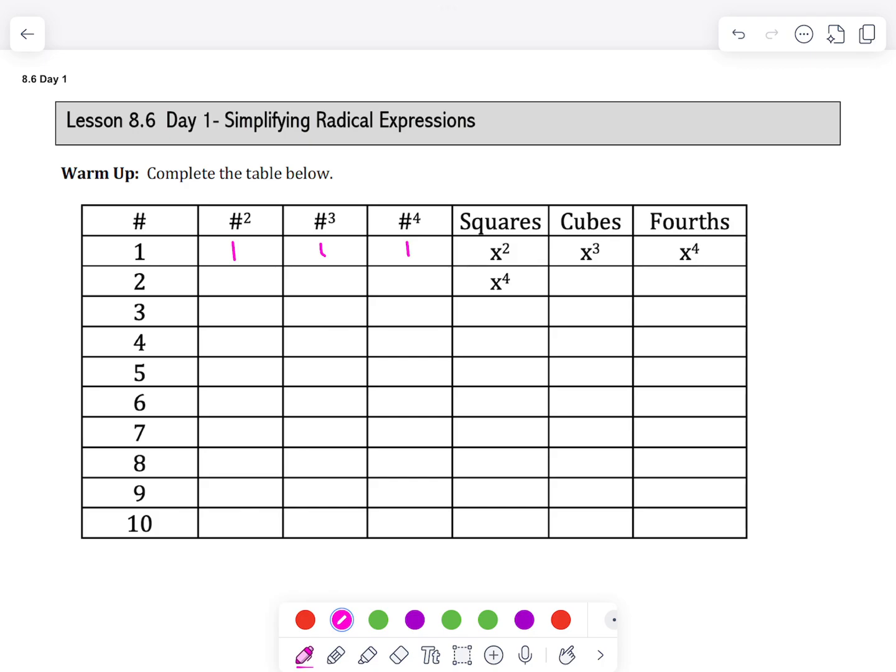And then we go to 2. 2 squared is 4. 2 cubed is 8. 2 to the 4th power is 16. Then we go to 3. 3 times 3 is 9. 3 times 3 times 3 is 27. 3 to the 4th power is 81. 4. 4 times 4 is 16. 4 cubed is 64. 4 to the 4th power is 256.